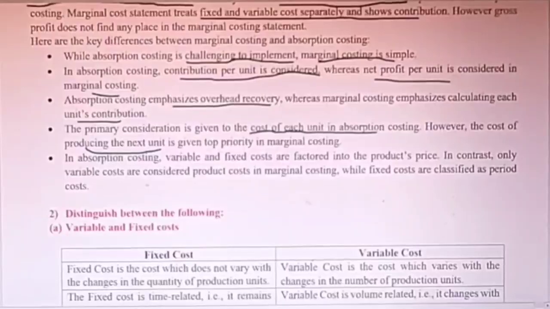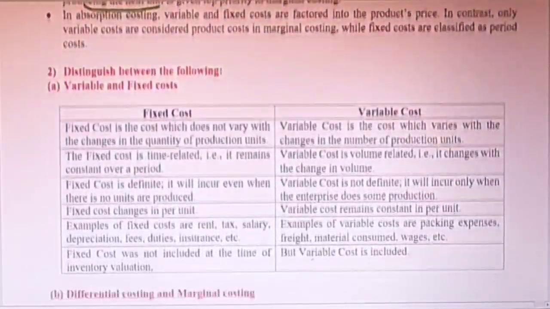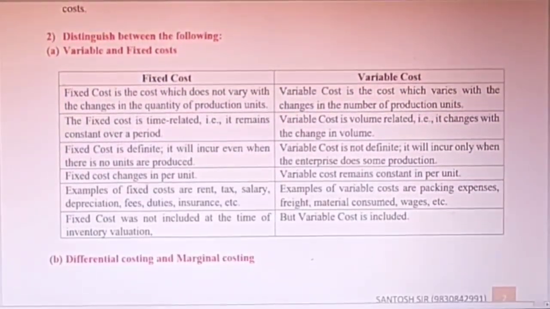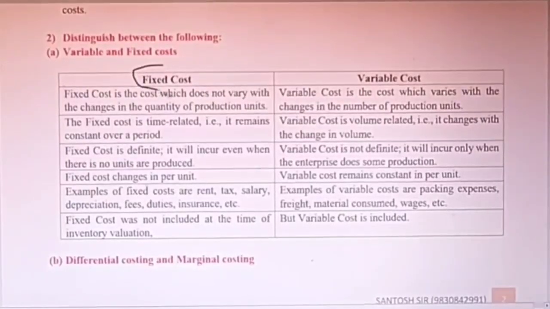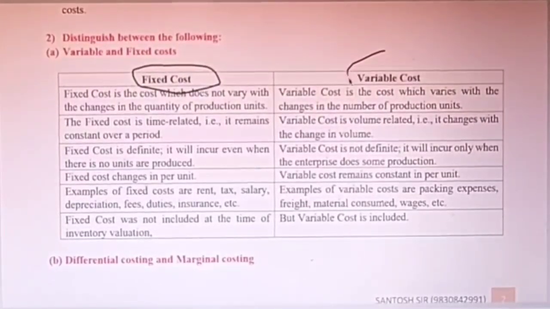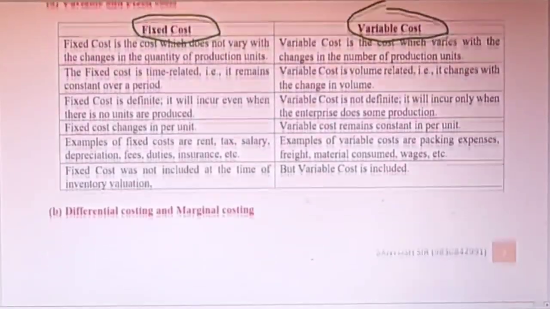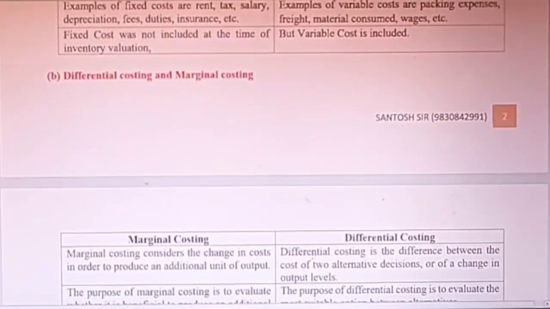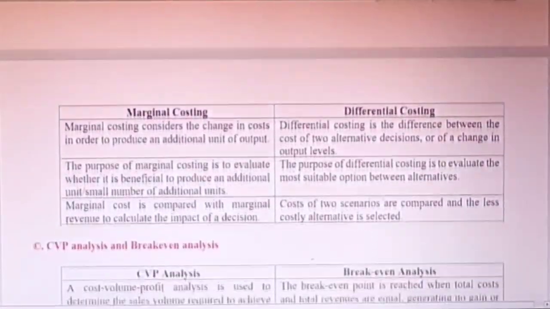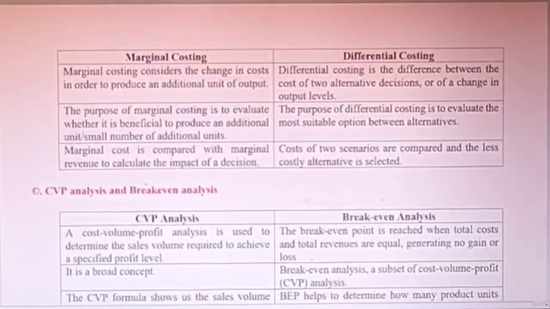So like this, question number 2. You have to write the differences between fixed cost and variable cost. I think this is simple. You know about this. We have read many times about fixed cost and variable cost. Then comes differential costing and marginal costing. So I have written here 3 points. You can expand, you can write more.